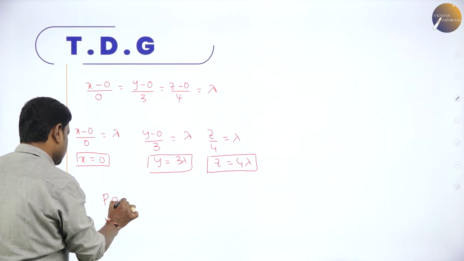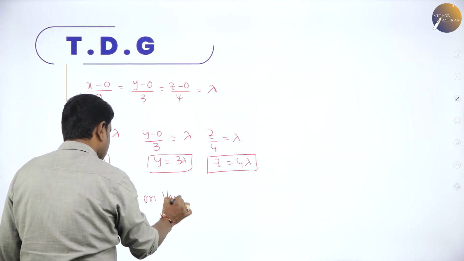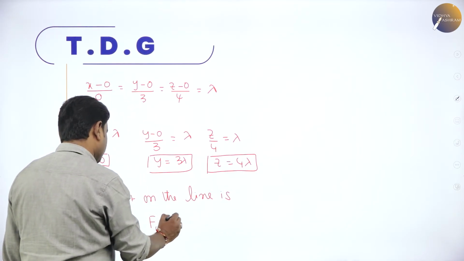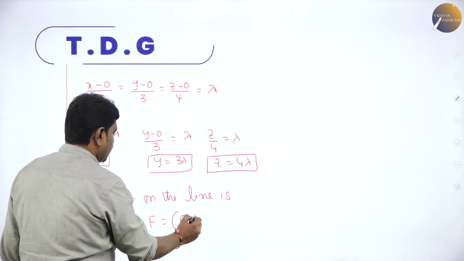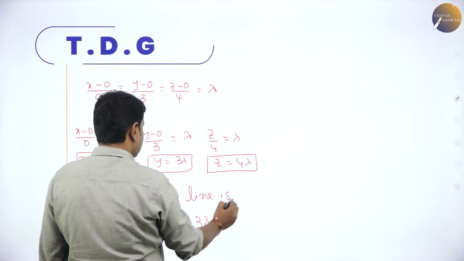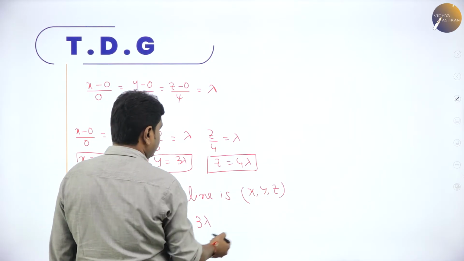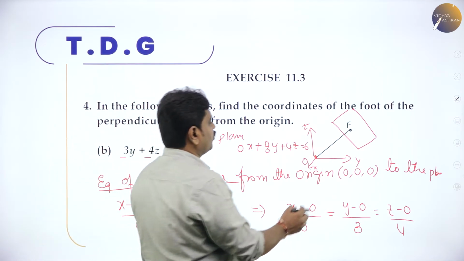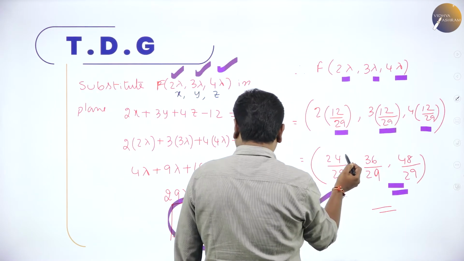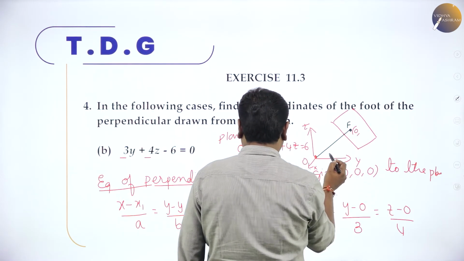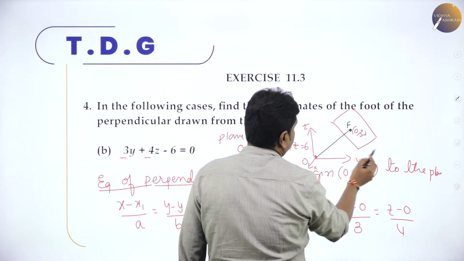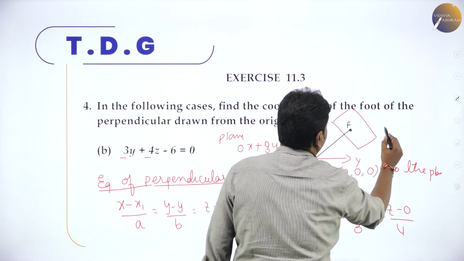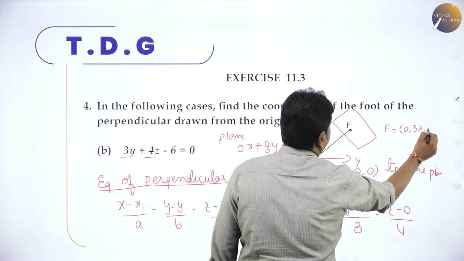the point on the line is, I'll assume the foot F, that is the x value 0, the y value 3 lambda. The point on the line is what? Any point in 3D will have x, y, z: 0, 3 lambda, 4 lambda. This is the point. So now I got the foot of perpendicular. What is the foot of perpendicular? 0, 3 lambda, 4 lambda. Here F is the foot, and F we'll assume is 0, 3 lambda, 4 lambda.